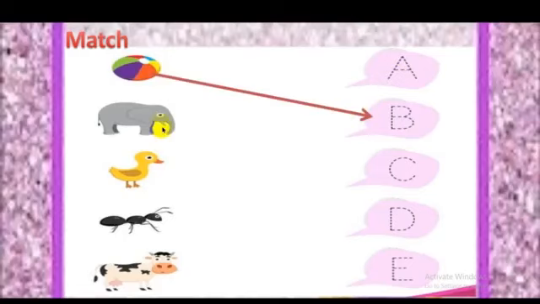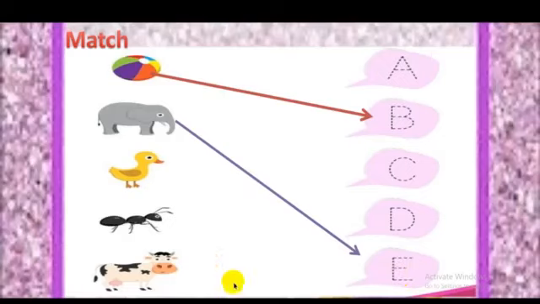And here we have elephant. Elephant. Does elephant start by letter A? No, miss. Letter B? No, miss. C? No, miss. D? No, miss. Elephant starts by letter E. E for elephant, egg. Okay. Good job.